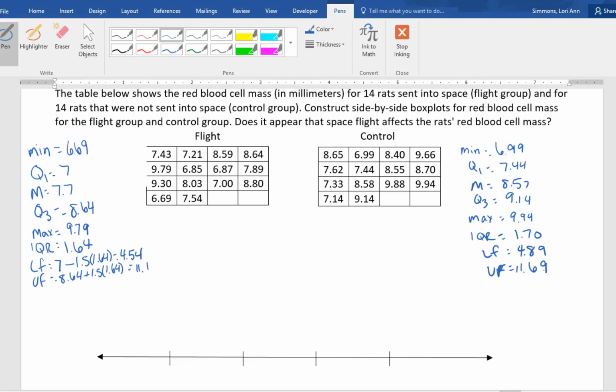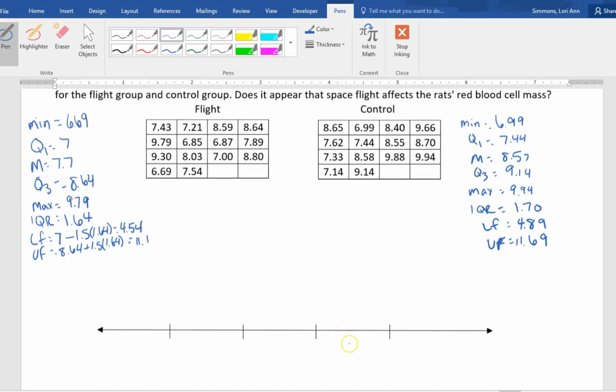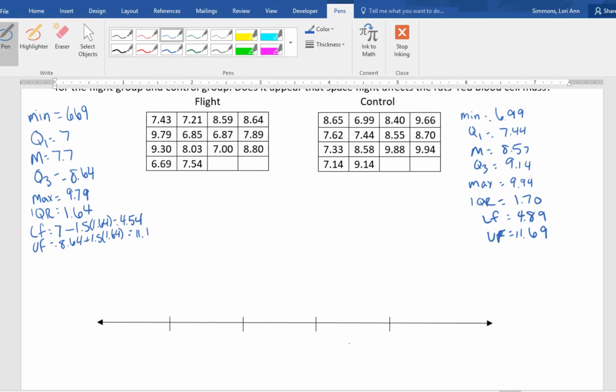So step 1 was to determine the lower and upper fences, which we did. Step 2 is to draw the number line and then Q1 through Q3. So I'm going to label this as 6, 7, 8, 9, and I'm going to add another one here, 10. So I'm going to do the flight first. Q1 is 7. Median is 7.7, about here. Q3 is 8.64. Then enclose it.